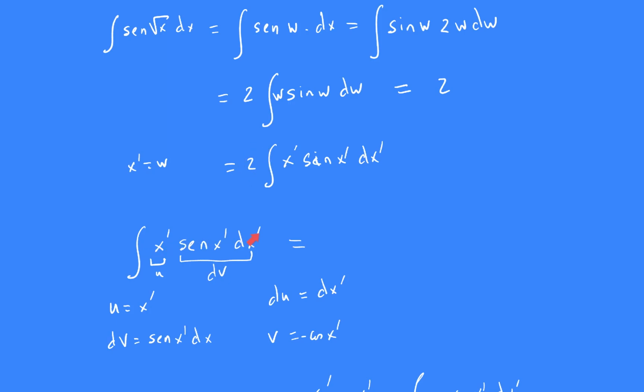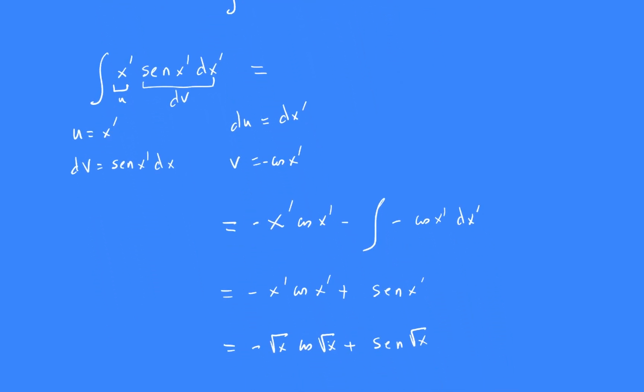Okay, so let's solve this part. We use integration by parts. When we use integration by parts, we choose u to be x prime and dv to be sine of x prime dx prime. If u is x prime, du is dx prime, and v is minus cosine of x prime. We apply our equation for integration by parts, and we obtain u times v, x prime times minus cosine of x prime, minus the integral of v du, minus cosine of x prime dx prime.